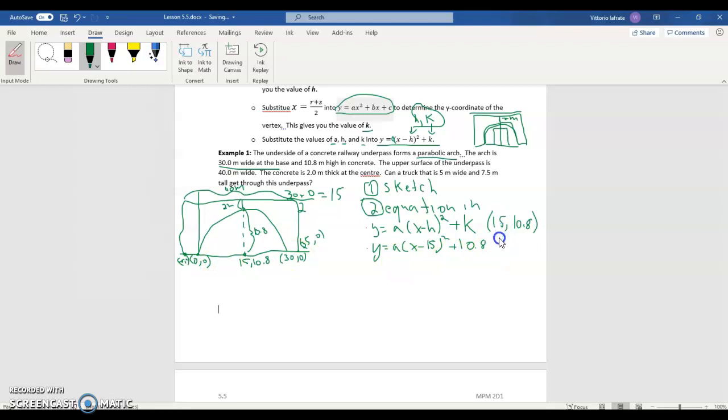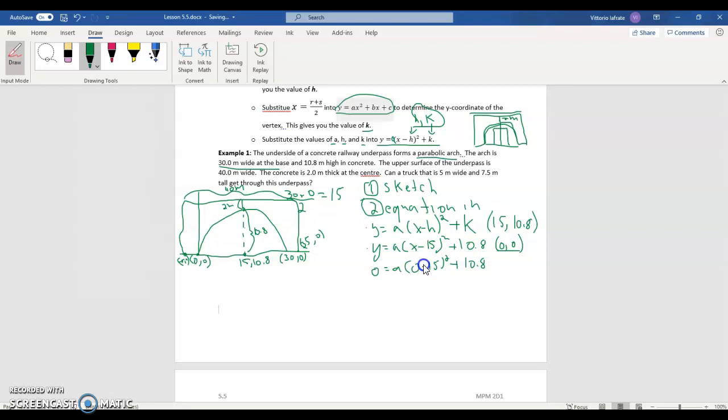So I'll choose the point 0, 0. You could choose the point 30, 0, and you'll see you'll get the same answer. So you can try it out. So using 0, 0, I'm going to find a. I'm going to plug in the x and y of this point, and then isolate for a. So 0 is my y, is equal to a times (0 minus 15) squared plus 10.8. I'm going to simplify and then solve for a.